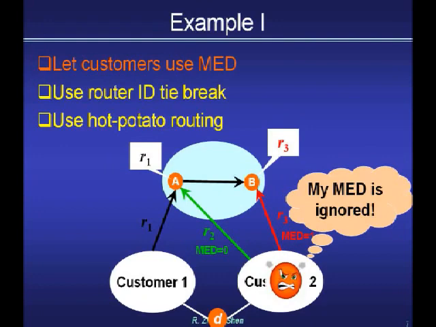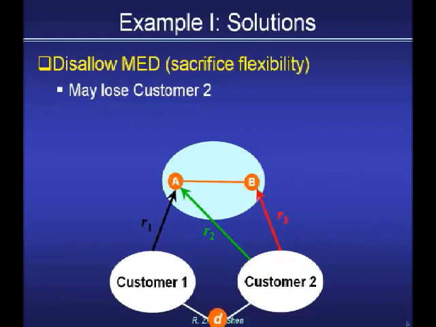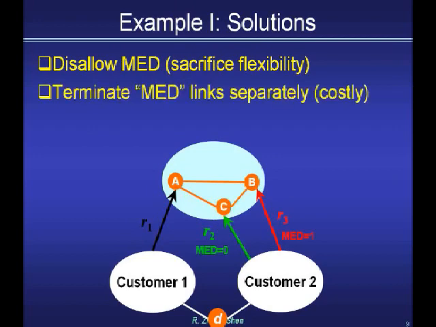So this is a problem. But actually, MED causes more problems. I'm not going to go into the detail, but MED-induced routing oscillation has happened in the real world. I can show you how it happened if you are interested after the talk. So how can we fix this? The first possibility, we disallow MED, meaning we sacrifice the flexibility of the protocol. But I may lose customer 2, so this is not a good solution. That's why we don't do it today.